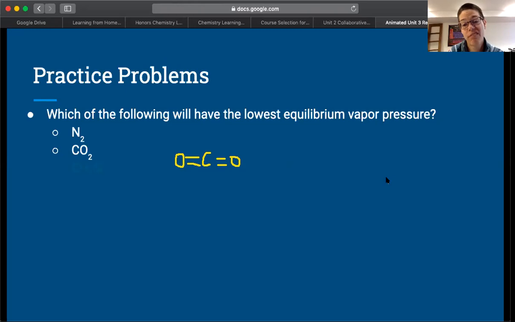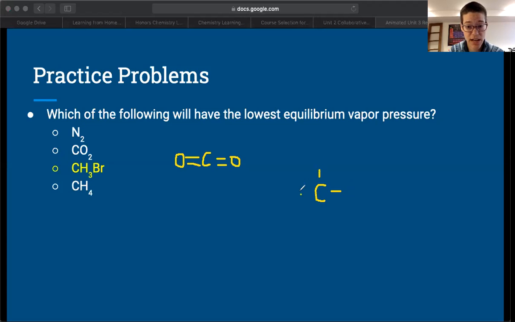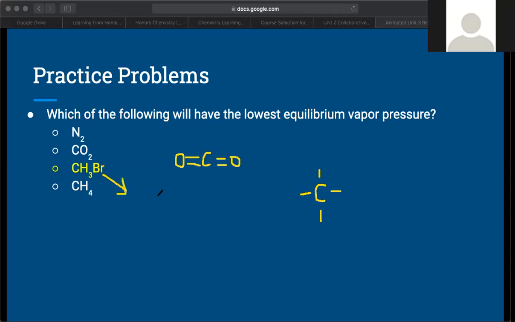So, okay, and then we have CH3Br and CH4. CH4 is also nonpolar because of symmetry. Right? So C with the H, the H, the H, and the H, that's all symmetrical. But this guy, CH3Br, is polar because he's got the Br.